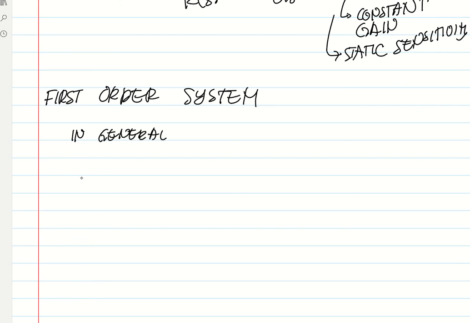So in general, the form of a first order system is in this form: a of 0 times the derivative of the output with respect to time plus another constant times the output, and this is equal to our input, r of t. So this is the general form in time domain.